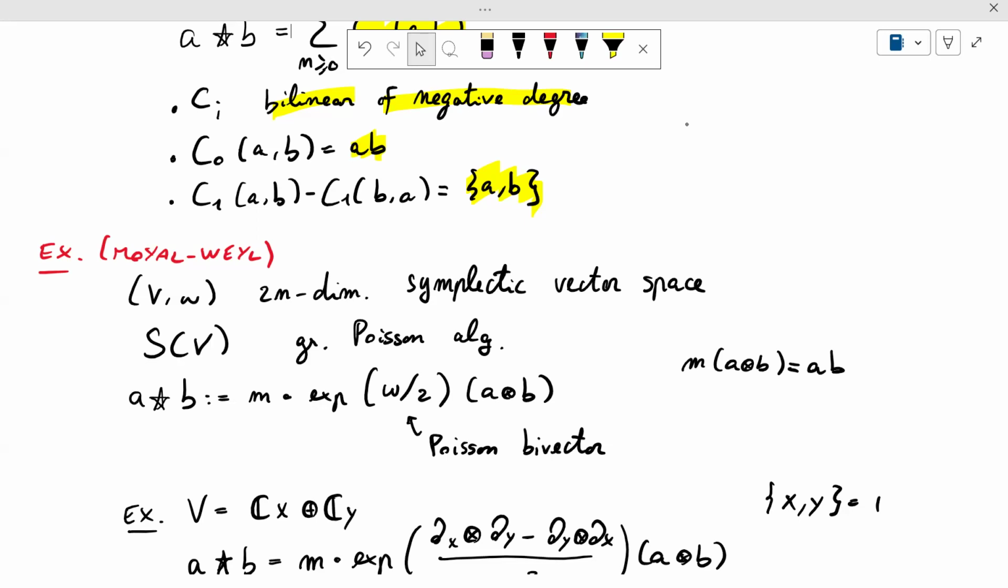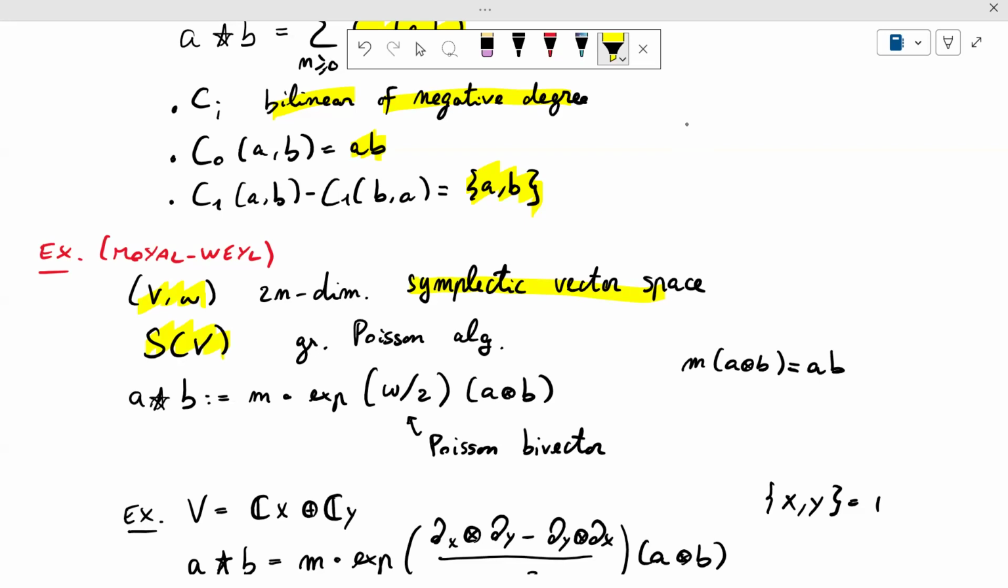In this way, using the Moyal-Weyl star product, one can formulate quantum mechanics inside the classical phase space. Take the same algebra, take the same space, but change the product. That's the idea. From a mathematical point of view, we start with a 2n-dimensional symplectic vector space, and the Poisson algebra that we consider is the symmetric algebra on it, which of course is a Poisson algebra, with the bracket induced by the symplectic form. And the formula for the Moyal-Weyl star product is the following.